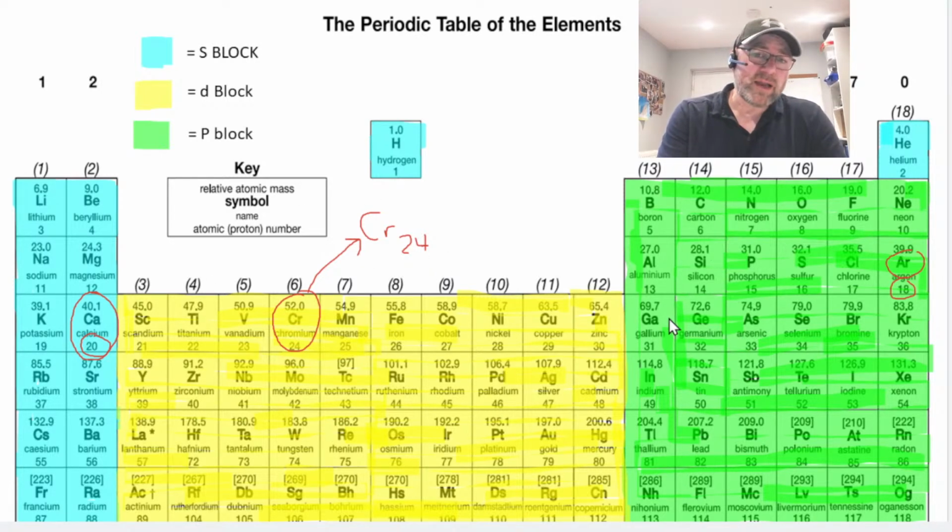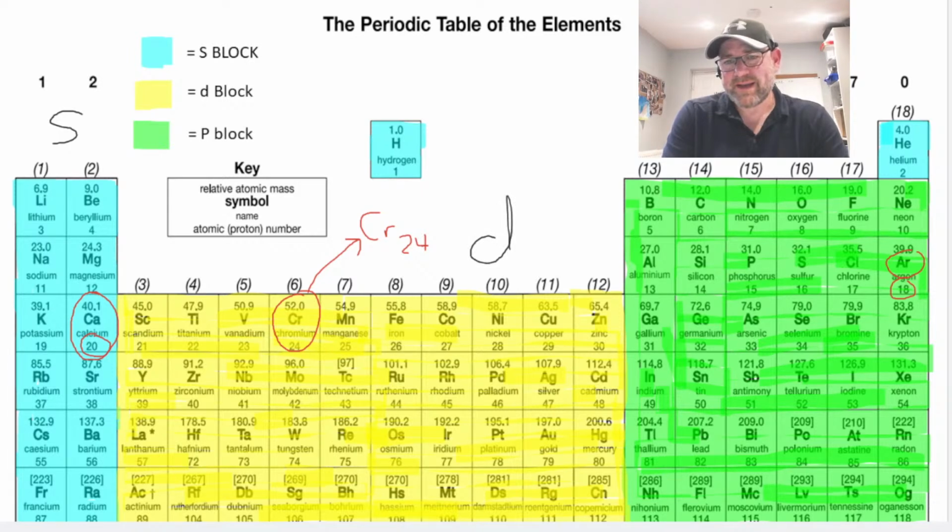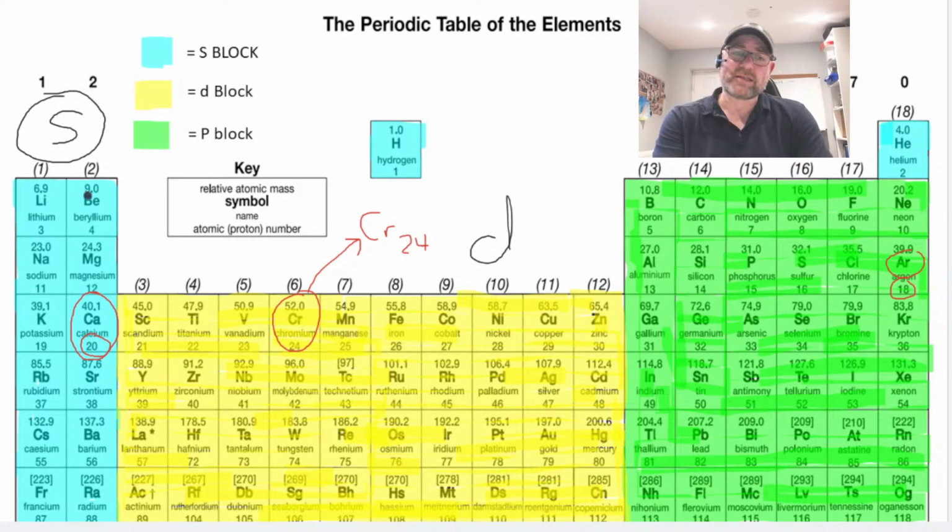You notice I've colored in the periodic table in different colors here. We call this the S block. This is known as the D block, and this is known as the P block. And the outer electrons for these atoms always end in an S orbital, which I've been talking about earlier in the video, although I think my mic wasn't on for the first 5 minutes, which is embarrassing. So I'm going to have to voice over that bit.